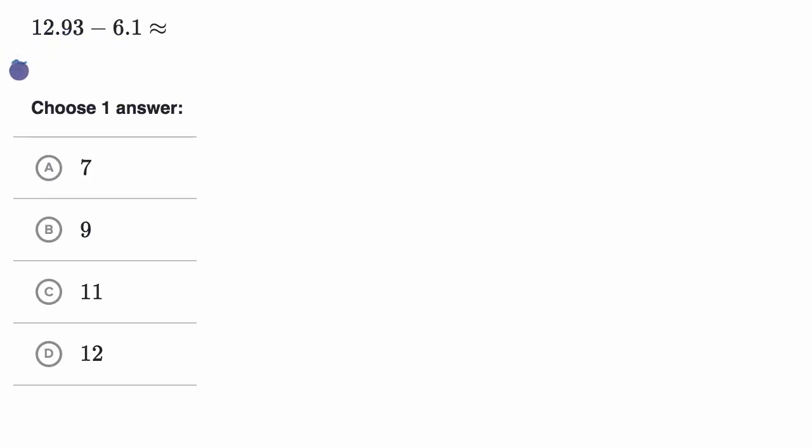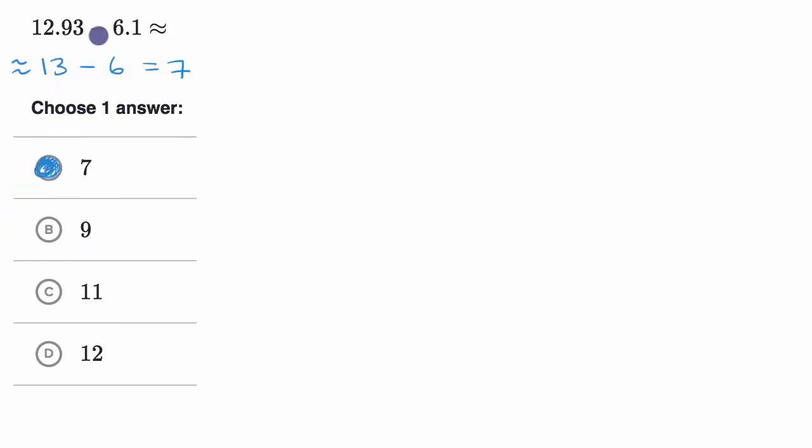So this is going to be approximately 12.93. If I round to the nearest whole number, I'm going to round up to 13. And 6.1, if I round to the nearest whole number, I'm going to round down to 6. So I could say this is roughly 13 minus 6, which is equal to 7. And that is indeed one of the choices there.